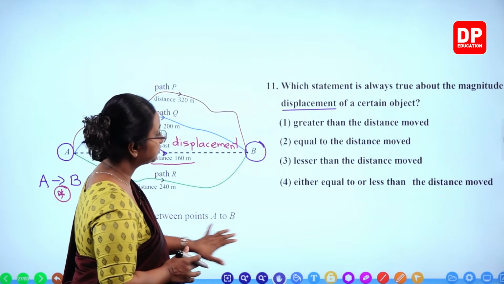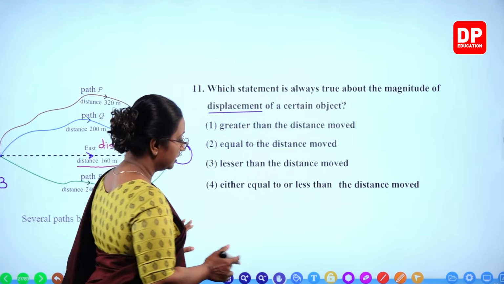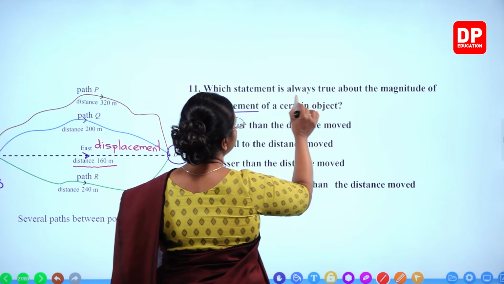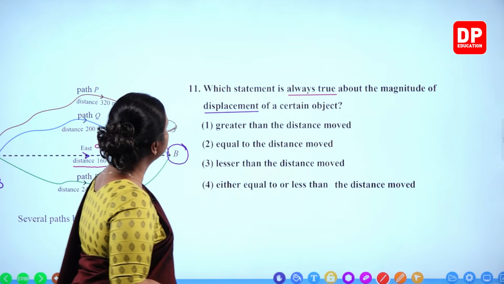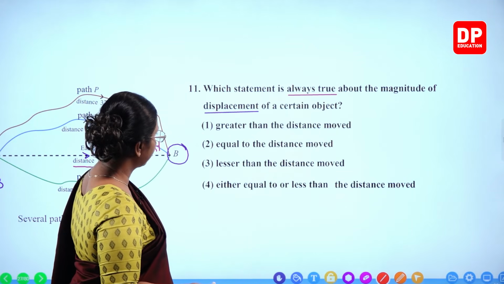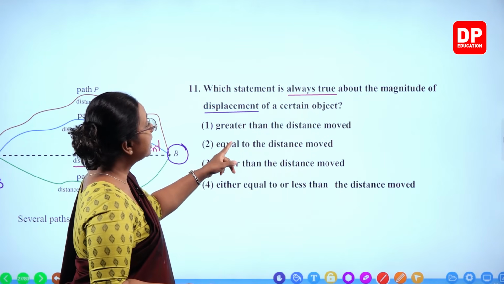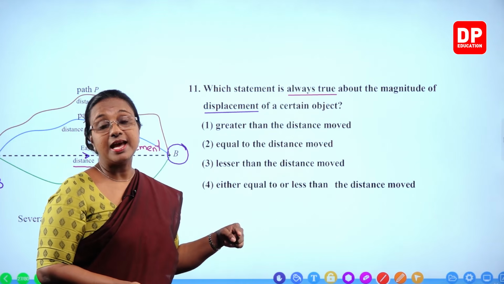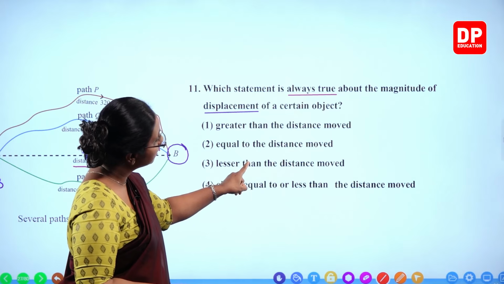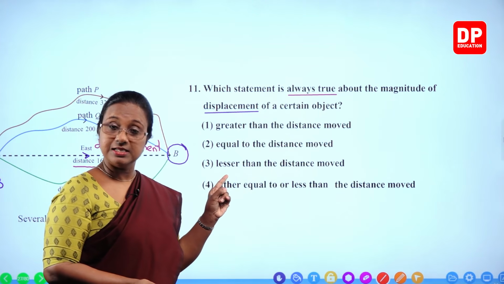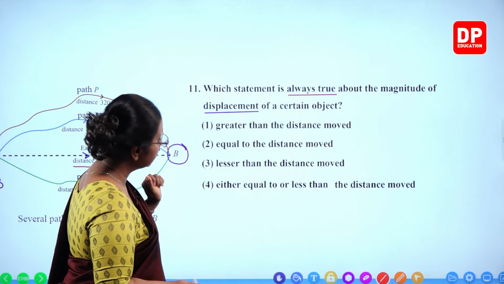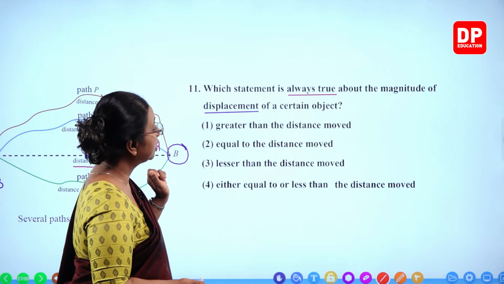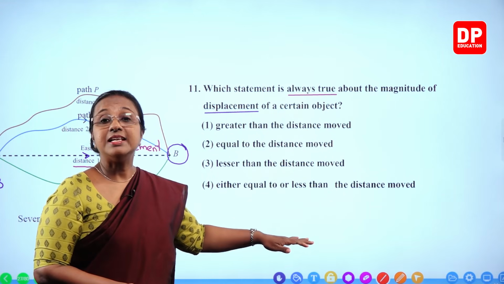So, there. You can see here, which statement is always true. So, here you have to see what is always true about the magnitude of displacement of a certain object. Greater than the distance moved? No. It can be either equal or less than the distance moved. Equal to the distance moved, that is also correct at certain instances. Lesser than the distance moved, that is also correct under certain instances. Either equal or less than the distance moved, that is the most suitable.